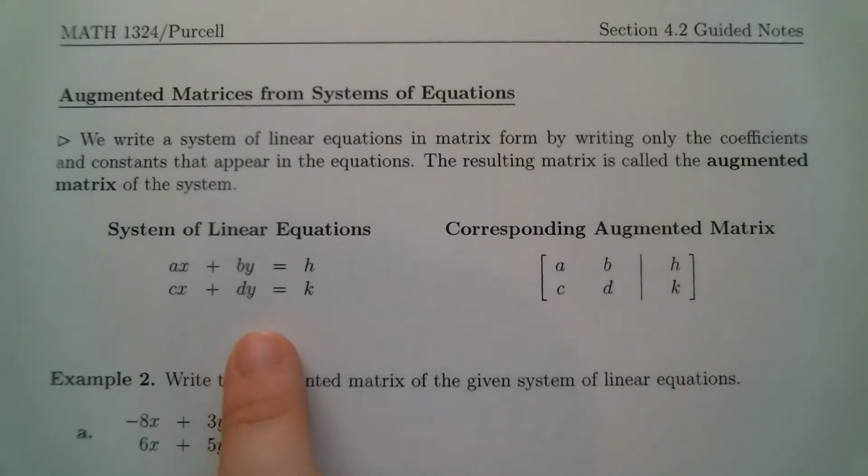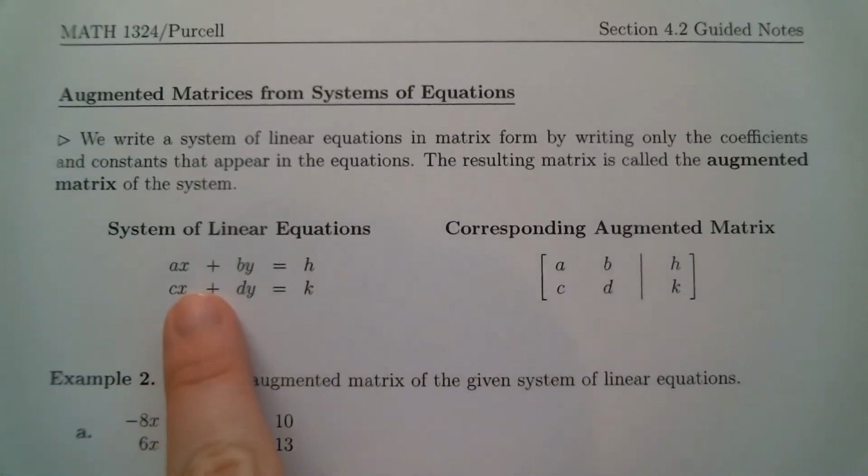Say this were your system of linear equations. You saw this back in 4.1. X and Y are your variables, and then remember A, B, H, C, D, K, those were just numbers. Fancy word for numbers is coefficients. So basically to convert this into a matrix, you drop the variables. You won't see X or Y in the matrix. You're just going to write down the numbers.